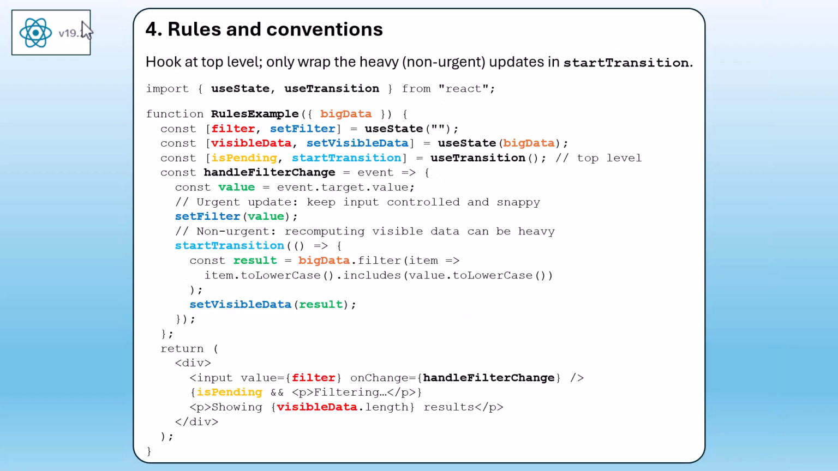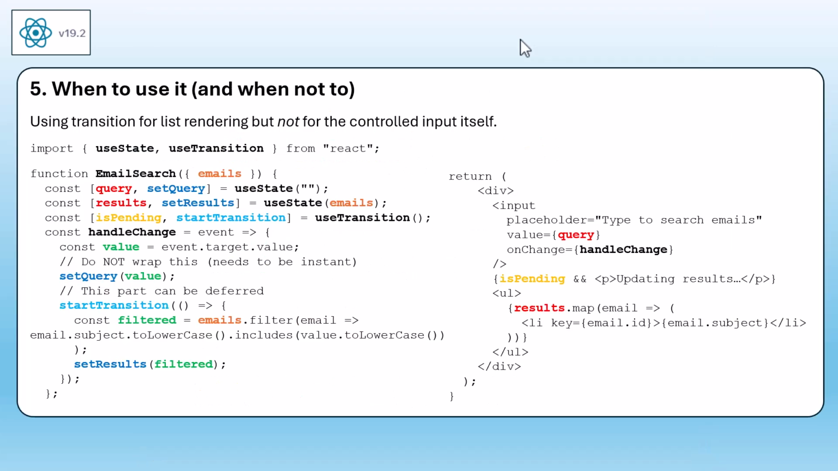4. Rules and conventions. There are a few important rules and conventions. 1. You must call useTransition at the top level of your component, just like other hooks, not inside loops, conditions, or nested functions, so React can track the hook order properly. 2. The function you pass to mark the transition must wrap the state updates you want to postpone. If you update state outside of that wrapping, those updates are treated as urgent. 3. Because transitions are non-blocking by design, they are not suited for updates that must be synchronous, such as controlled input fields.